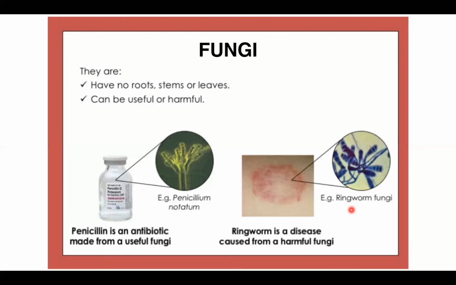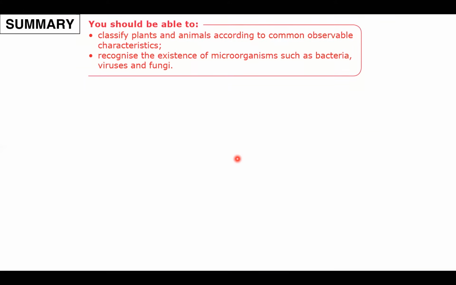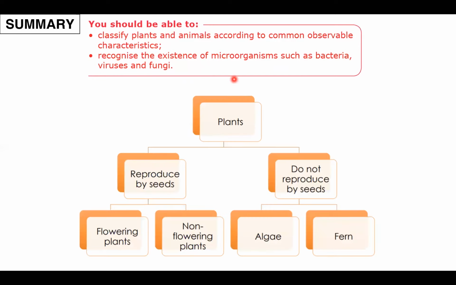So, to summarize, like I said in the beginning of this lesson, you should be able to classify plants according to their common observable characteristics. So, how are plants classified? So, plants are classified into two groups, plants that reproduce by seeds and plants that do not reproduce by seeds. Plants that can reproduce by seeds are divided into flowering plants and non-flowering plants, whereas the plants that do not reproduce by seeds are divided into algae and fern.